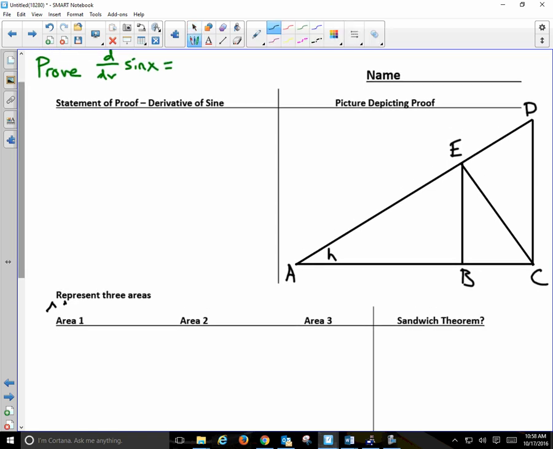One other thing we're going to add to this picture is just a little bit of an arc, okay? Just like that. Just a little bit of an arc.